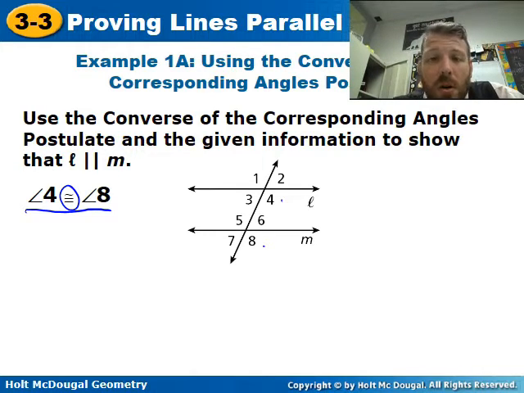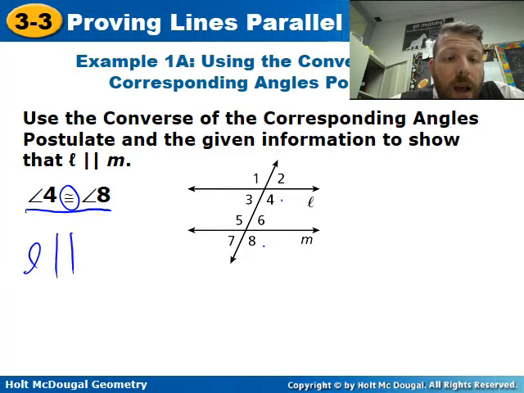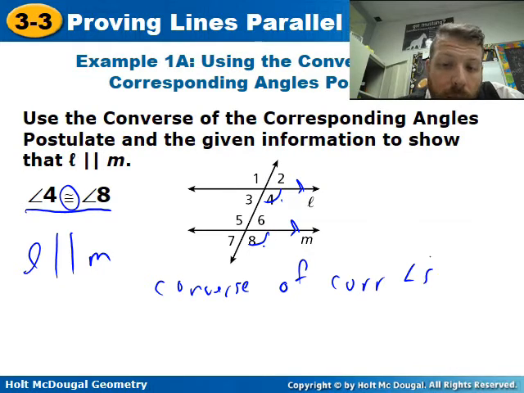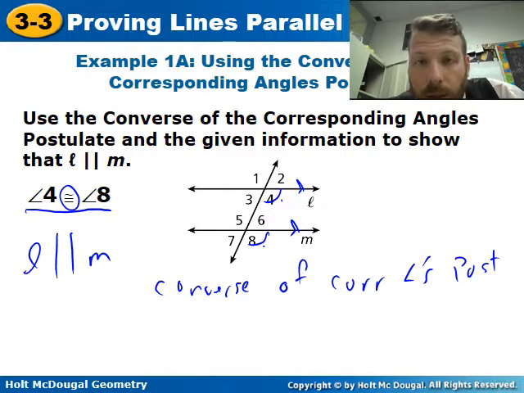Since these angles are congruent, I'm allowed to go straight to saying L is parallel to M. Why? Well, these are corresponding, and if they're congruent, then these lines have to be parallel through the converse of the corresponding angles postulate. You may ask, do you have to write this every time? Yes, you have to write it like this every time because this is proving your point. You have to show how this is related.